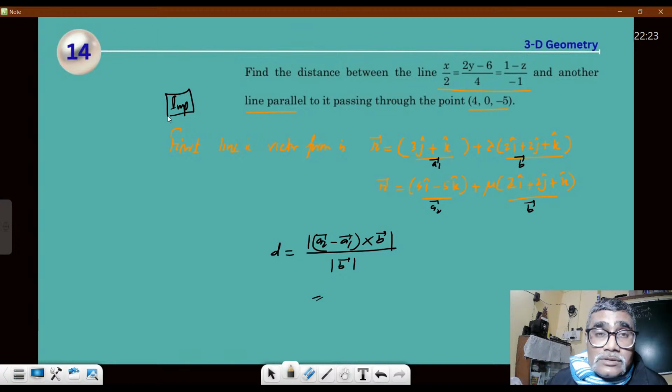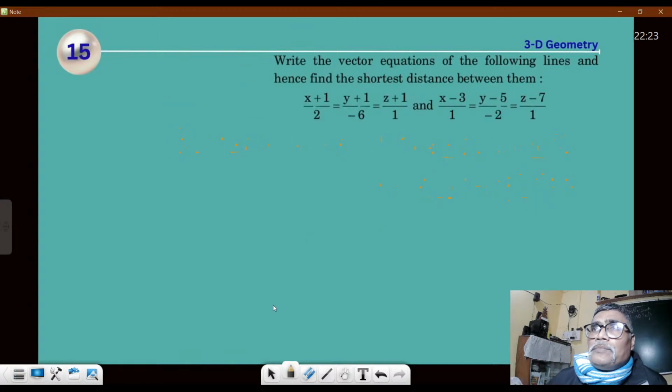Many students missed out this. It's a last year problem, I think. Okay. Write the vector equations of the following lines and hence find the shortest distance. So this, I think, is not a very wordy problem which I should do. Vector equation should be written. So I just write the vector equation. You can find the shortest distance.